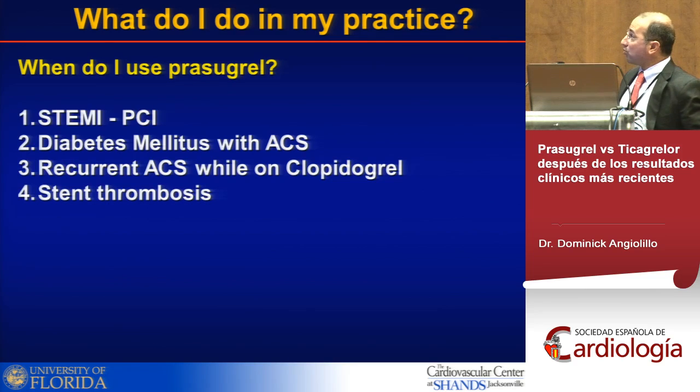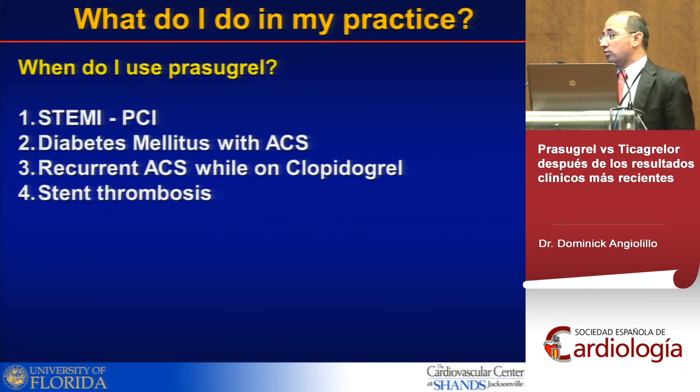And let's start off with prasugrel. So when do I use prasugrel? I use it in my primary PCI. I use it in my diabetics. I'm going to use it in my recurrent ACS. And in those rare patients who have a stent thrombosis. And the reason for this decision making is based on my personal interpretation of the trial data.